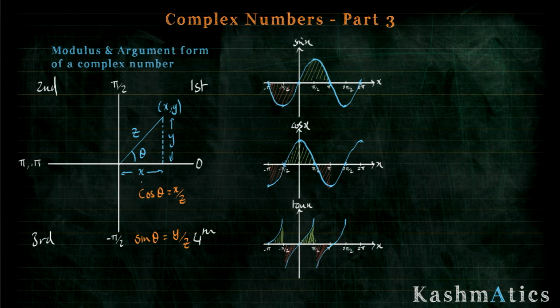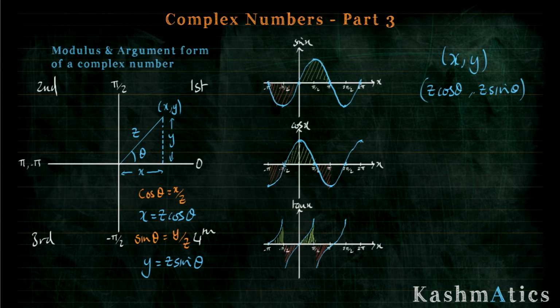So if you think about trigonometry, cos theta would be x over z, so adjacent over hypotenuse. Sine theta would be y over z, which is the opposite over hypotenuse. So if I was to rearrange this, I would get x equals z cos theta, and y is equal to z sine theta, which means the general coordinate xy can be expressed as z cos theta, z sine theta. So instead of me writing xy, I can write this instead.